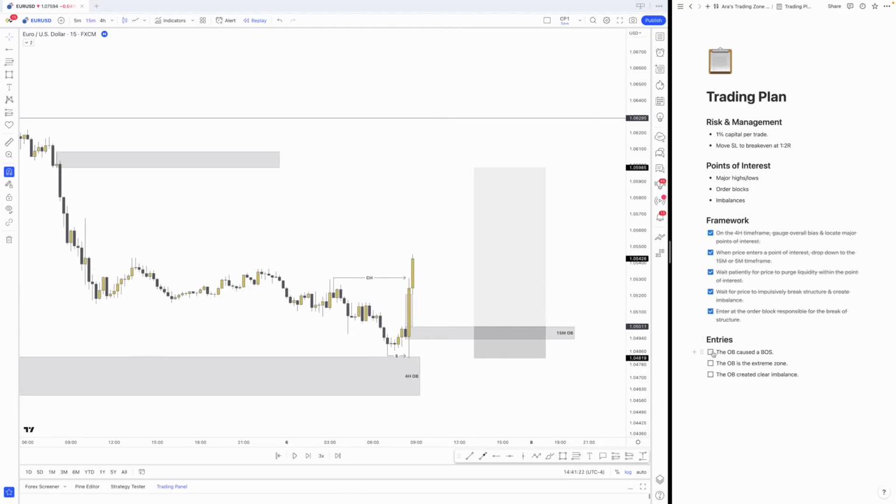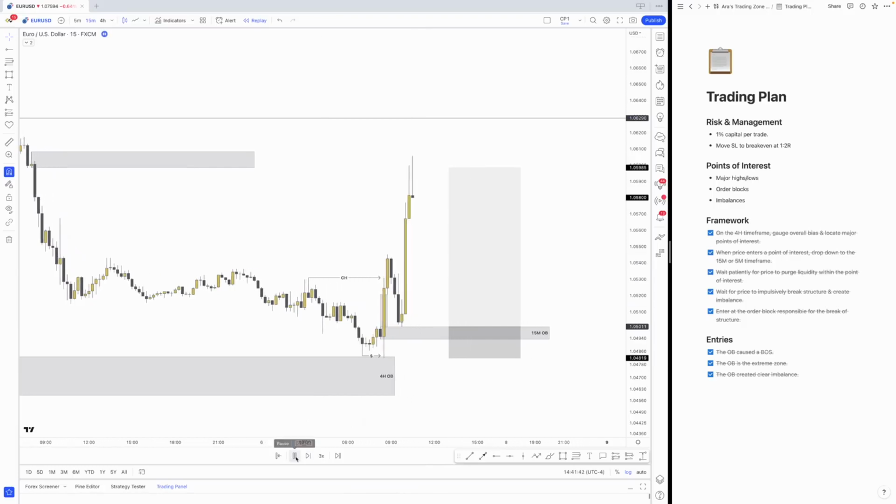But before we do so, let's just make sure everything's checked off on the entry list here. So the order block caused a break of structure. Absolutely. The order block is the extreme zone. Yes, it is. It's the furthest down in this bullish leg. Let's check that off. The order block created clear imbalance. This order block created very clear imbalance. Huge push to the upside. So let's play price forward now.